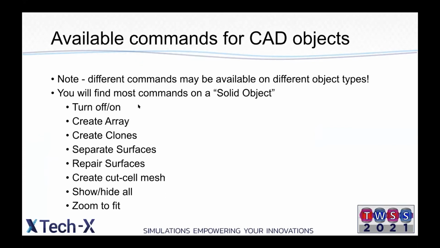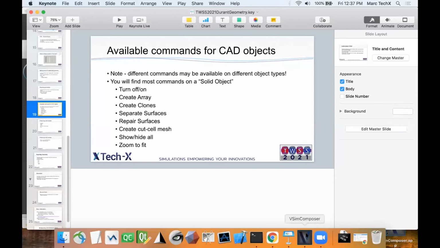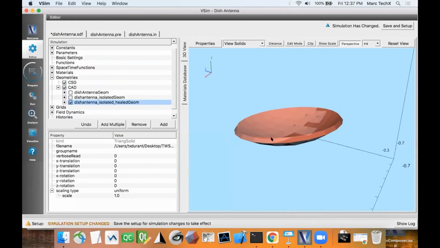And as you saw in the right-click menus, I know I went past those quickly, but you'll see that there's quite a lot of functionality in there. Turn off and on, I'll talk about in a minute. Create array, this can actually be useful both for CSG and for CAD.